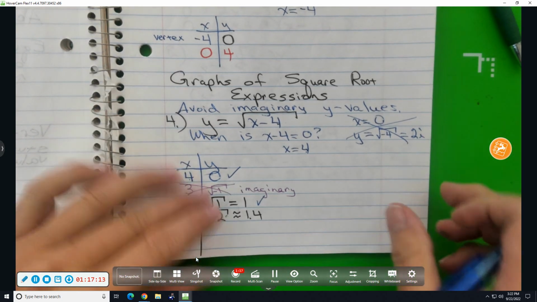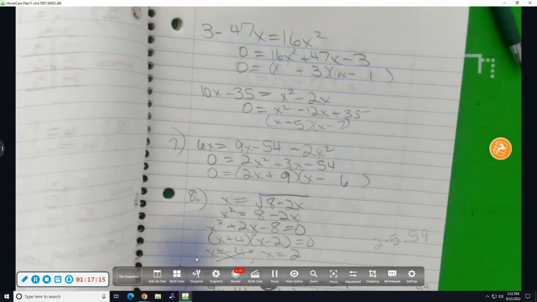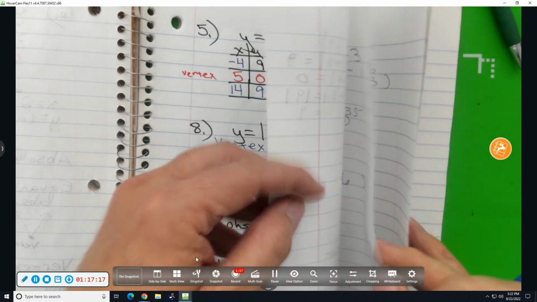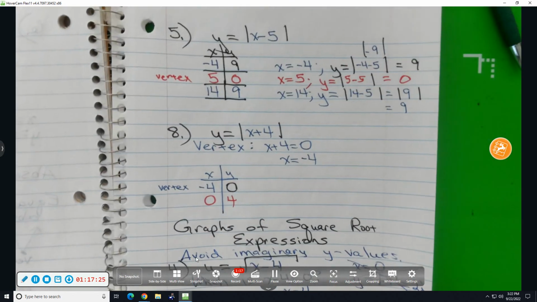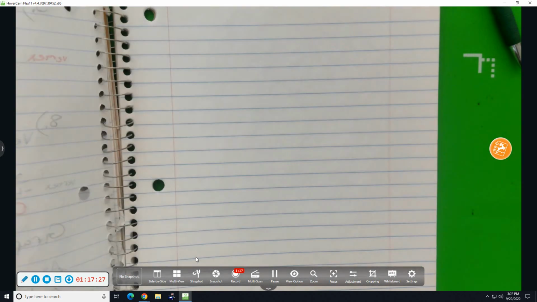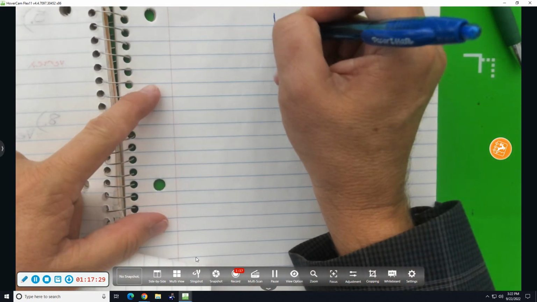Okay, so I'm going to draw my XY. Oh, that's a different class. Go right away. Okay, and so I'm going to draw my XY grid.